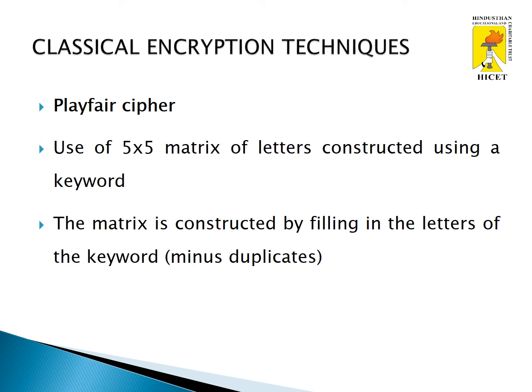Then next one is Playfair cipher. So here we encrypt a pair of alphabets instead of a single alphabet. So in Playfair cipher, we can encrypt more than one letter at a time. In a Caesar cipher, we encrypt only one letter at a time, whereas in a Playfair cipher, we can encrypt a pair of letters or more than one letter at a time.